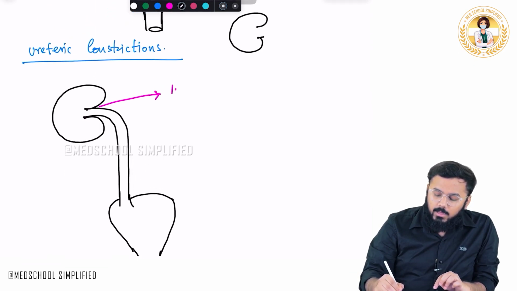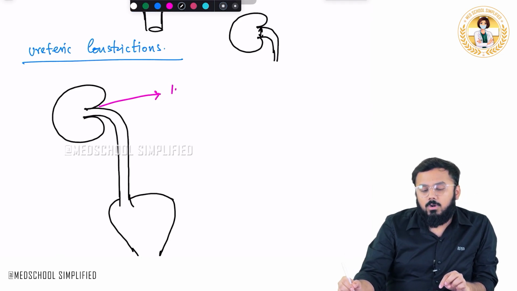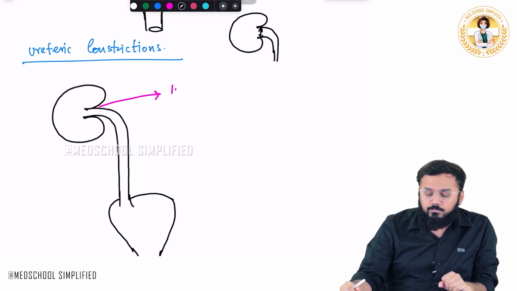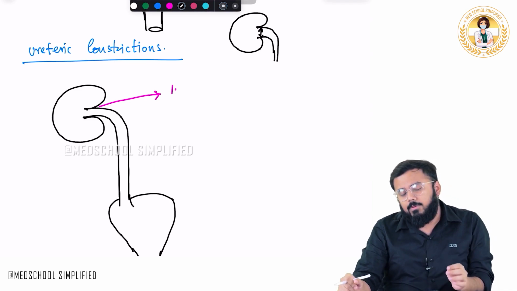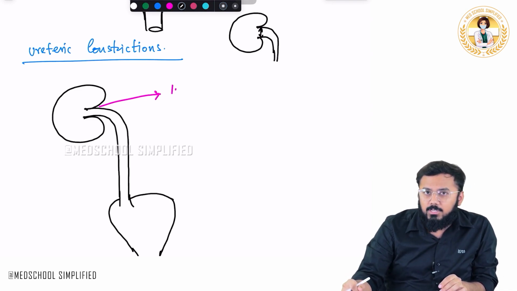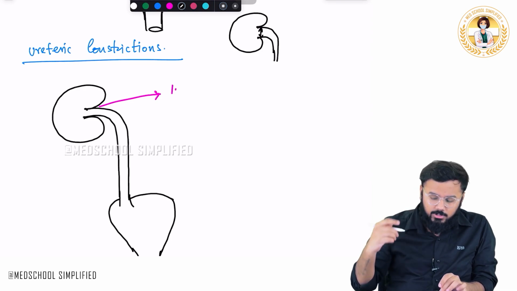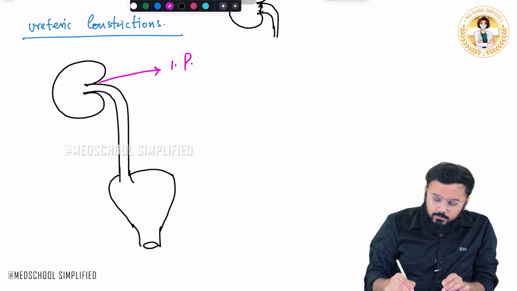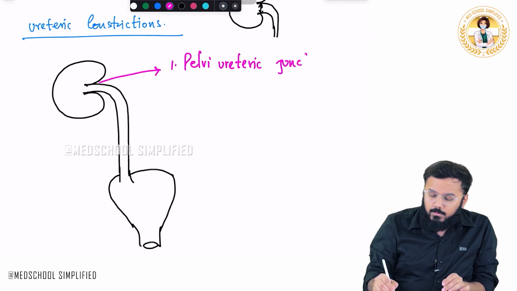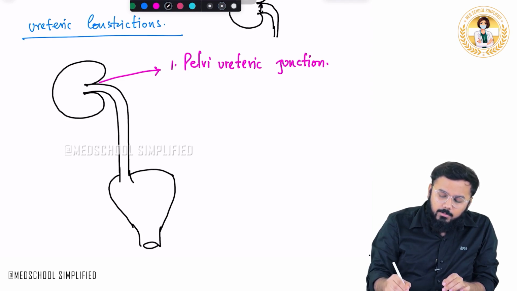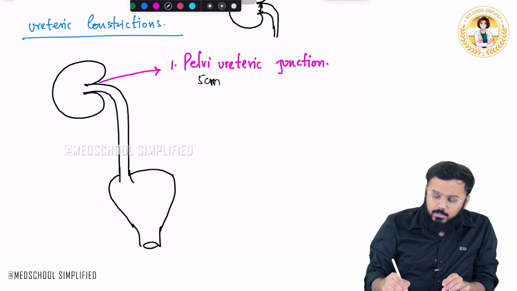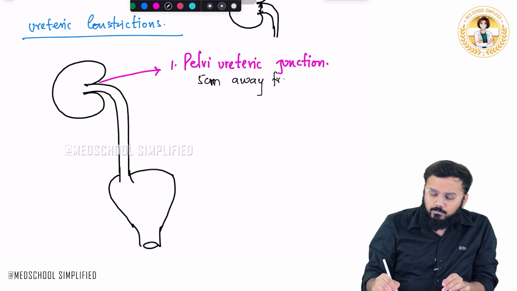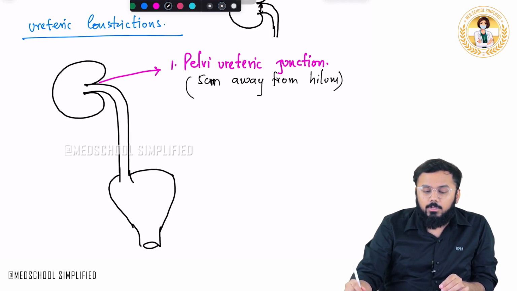All of you know that we have the hilum within the kidney. If this is the kidney and this is the ureter, this wide part you can see here is called the hilum. Five centimeters away from the hilum, you have a junction called the pelvic-ureteric junction. That is the place for the first constriction. So the first constriction is the pelvic-ureteric junction, located 5 centimeters away from the hilum.